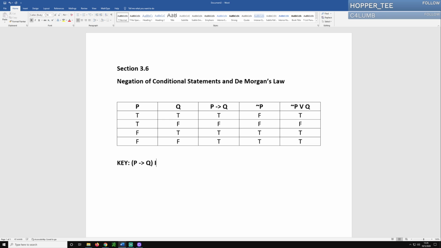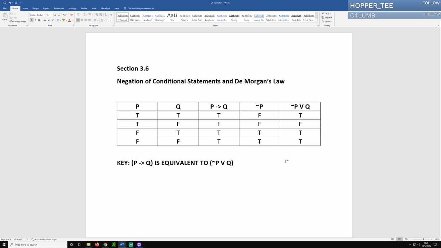is equivalent to not P or Q. Okay, so this is the first key we're going to talk about. You'll see why this is a big deal in just a second, but we're going to need a couple more pieces to the puzzle in order to understand why this fact is very important.